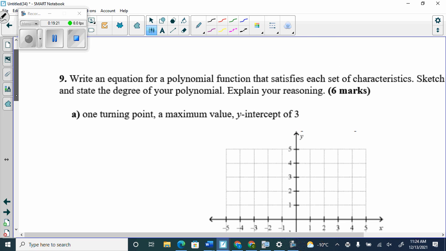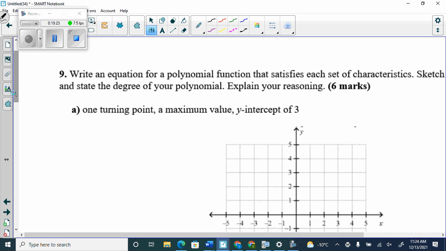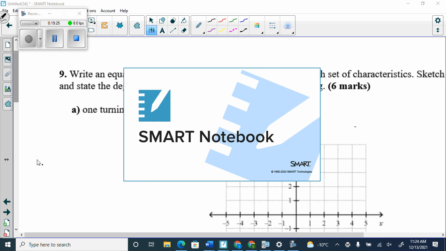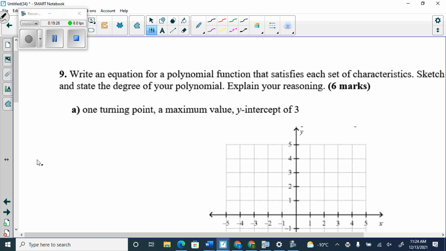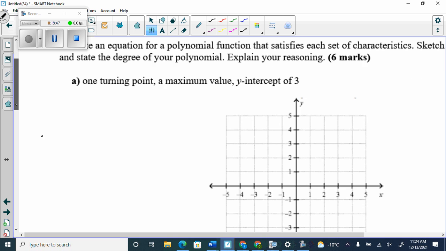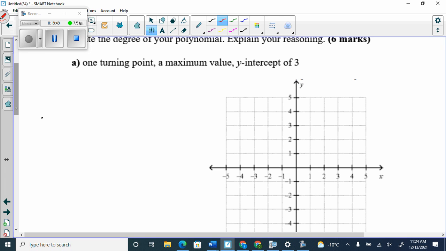Here, number 9 says, write an equation of a polynomial function that satisfies each of the characteristics, sketch and state the degree of the polynomial. So one turning point would be a quadratic, right? A maximum value and a y-intercept of 3. One turning point has to be a quadratic. Quadratics have one turning point, cubics have 2 or 0, and linears have 0. Okay? So this one has a maximum value, one turning point, and a y-intercept of 3. So I know that at 3 I have a y-intercept, and it has one turning point and a max, so it has to be concave down.